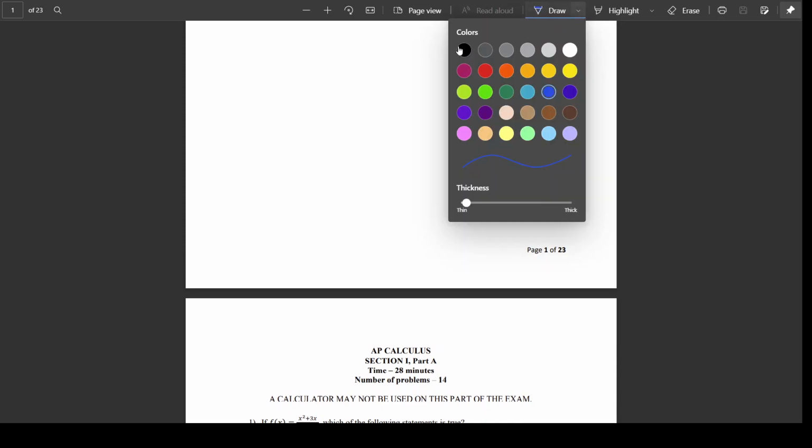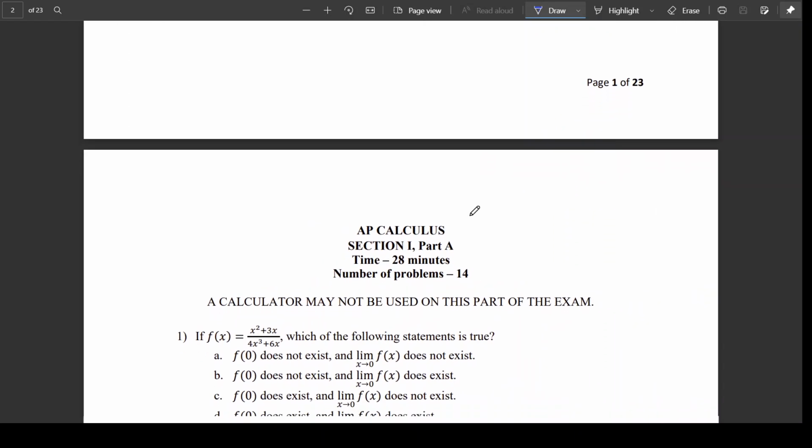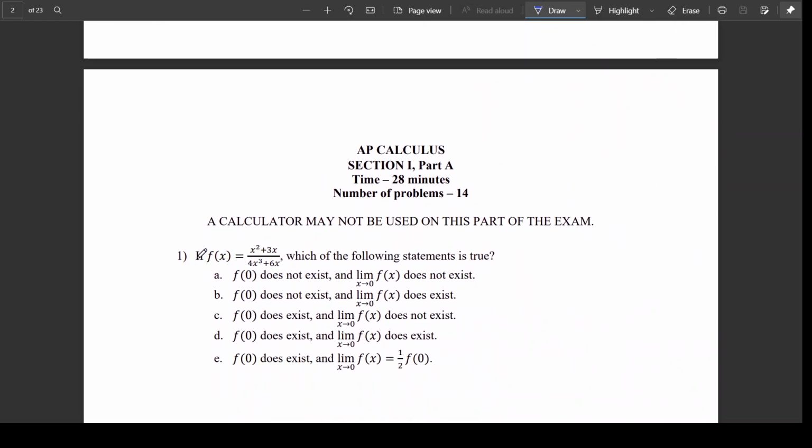Let's use a color. The blue is fine. Let's take the blue. Let's start with question 1 here. If f of x equals x squared plus 3x over 4x cubed plus 6x, which of the following statements is true? Alright, so we have this list here, and as you can see, it's basically focusing on 2 different things. Does f of 0 exist? And does the limit as x approaches 0 of f of x exist?